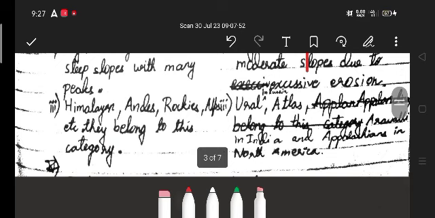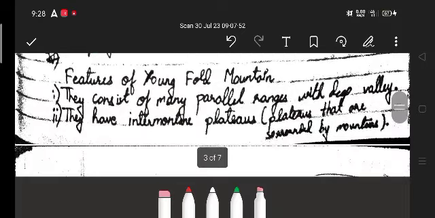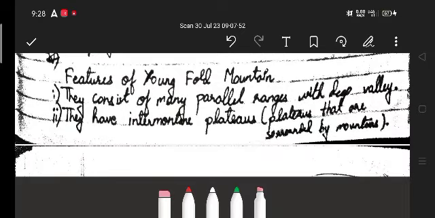Now, the most important examples of young fold mountains are the Himalayas, Andes, Rockies, and Alps. These are the examples of young fold mountains. And the most important examples of old fold mountains are the Ural in Russia, Atlas, Aravalli in India, Appalachian in North America, etc.